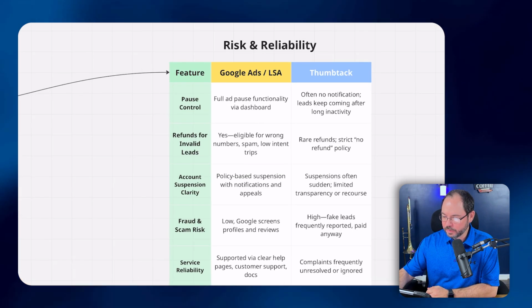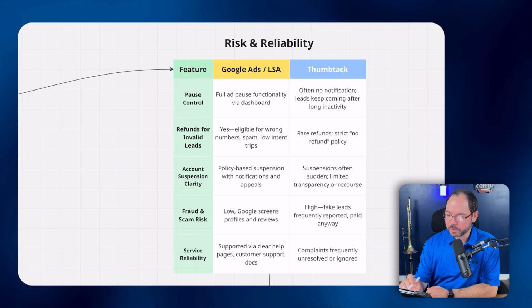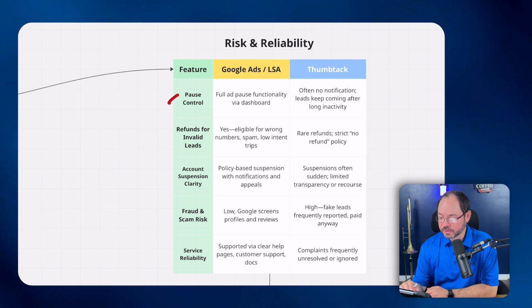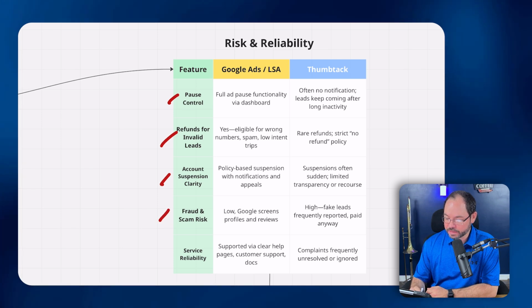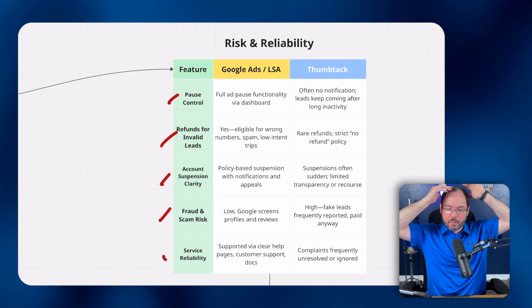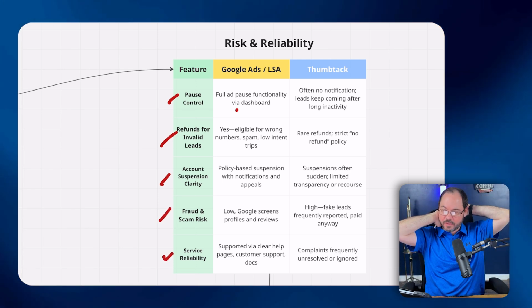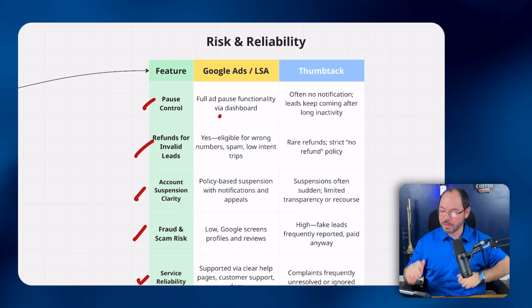risk and reliability. So what we're going to talk about as far as features are concerned: pause control, refunds, account suspension, fraud and scam, serviceability, right? Because this is important and people don't talk about this enough. And so we want to make sure we mention it.